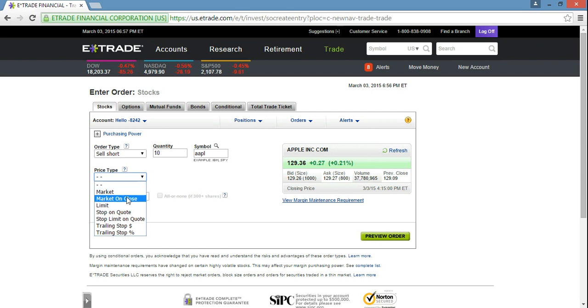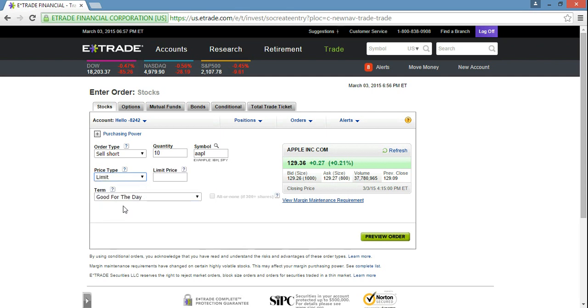If you wanted to do limit, you go in and plug in a limit price, and so let's say 135, you're only going to sell short if the stock is bidding at 135 or higher. If it's bidding less than 135, you're not going to sell short.